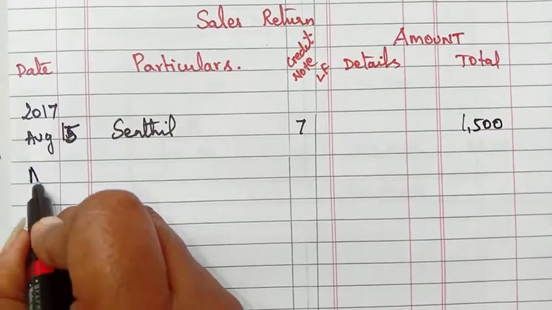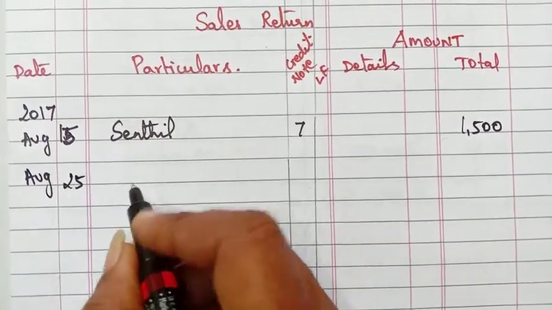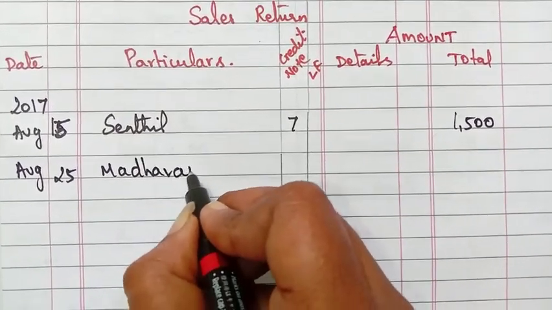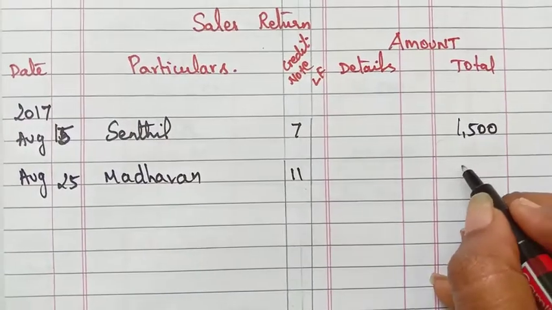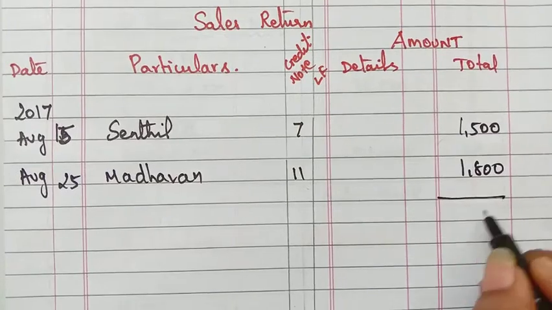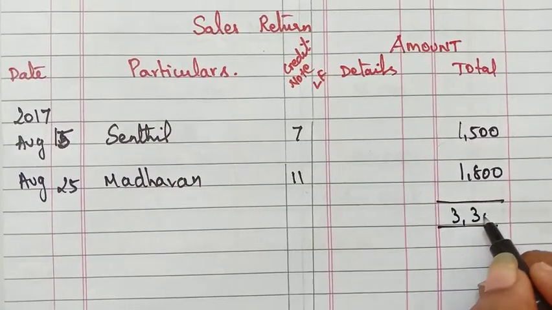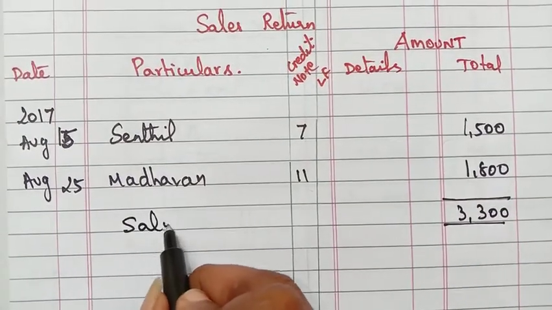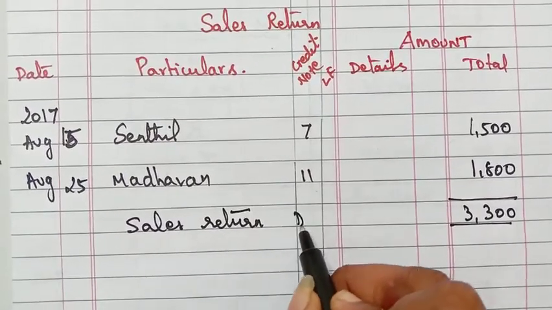Next is August 25. You can go and see there Madhavan. So his credit note number is 11. Amount is 1,800. So if we total this one, we will get 3,300. So at the total we will write sales return account.